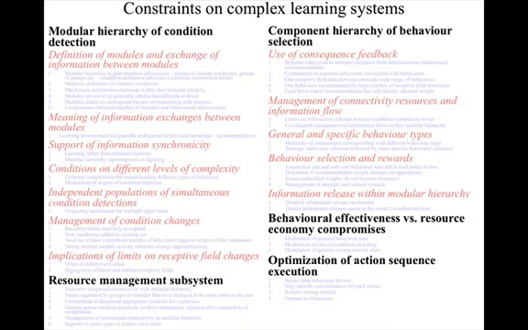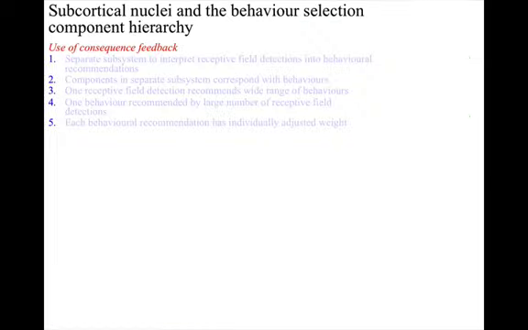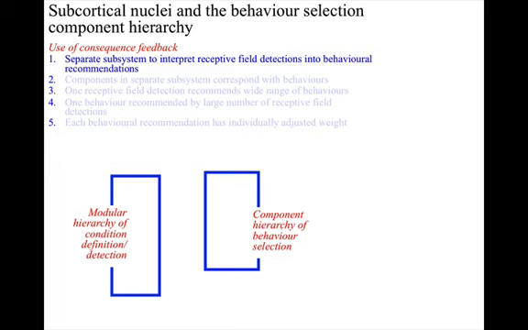This is the list of detailed expected characteristics, and we'll now go through each of the predictions about the component hierarchy of behavior selection. As discussed earlier, many of the predictions derive from the use of consequence or reward feedback to guide future behavior. It's a major source of information for learning, but has the limitation that it's always specific only to the recent behaviors.